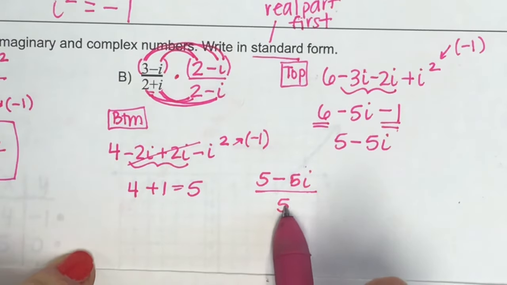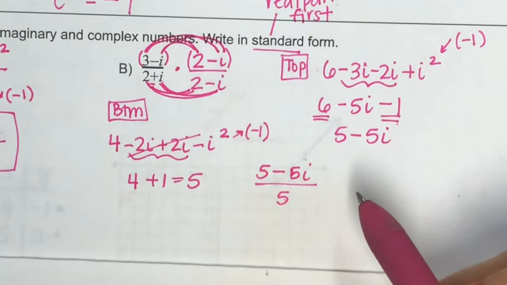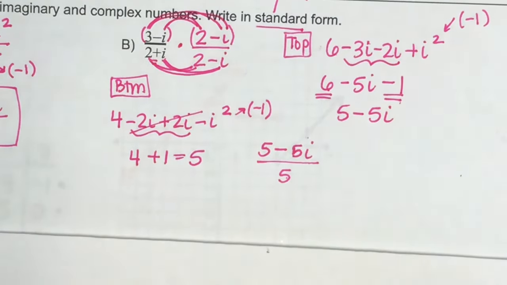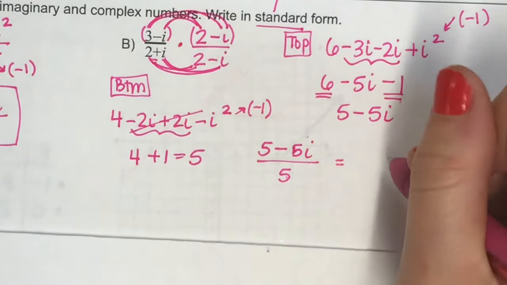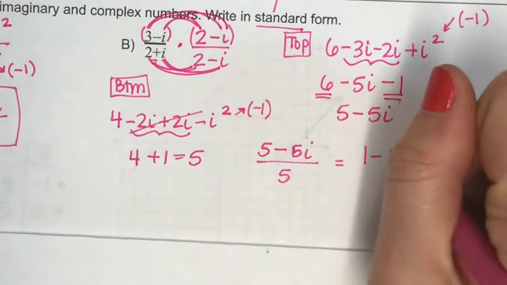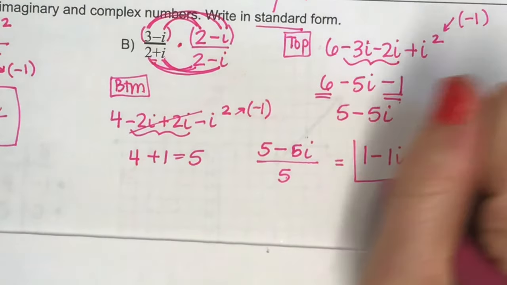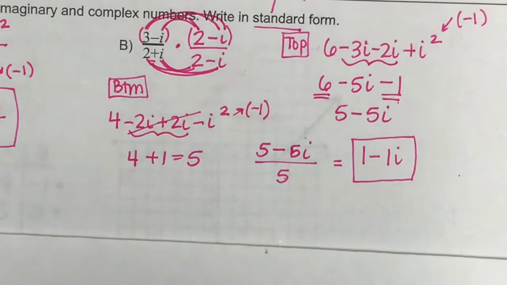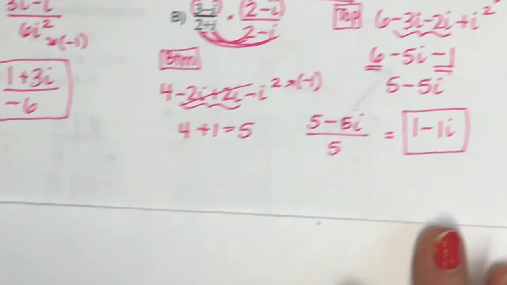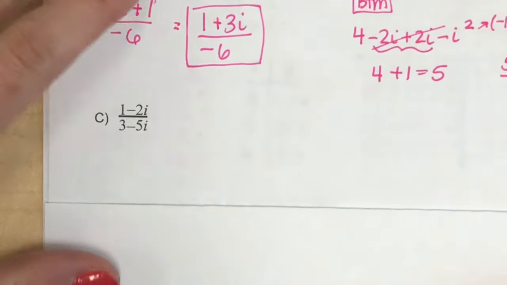Now all three of those can be divisible by 5. So if I divide all three of them by 5, I get 1 minus 1i, and I don't need to put it over a 1. You can if you want to. You don't have to, but that's your final answer. Okay, last problem. We're so close.